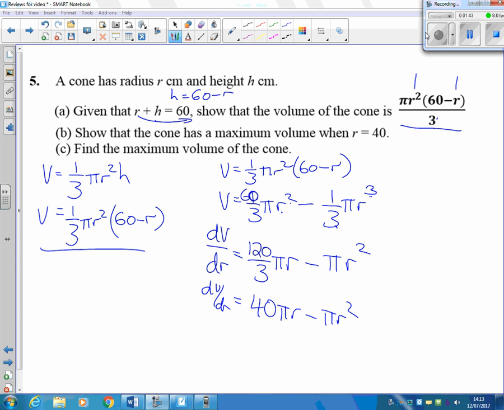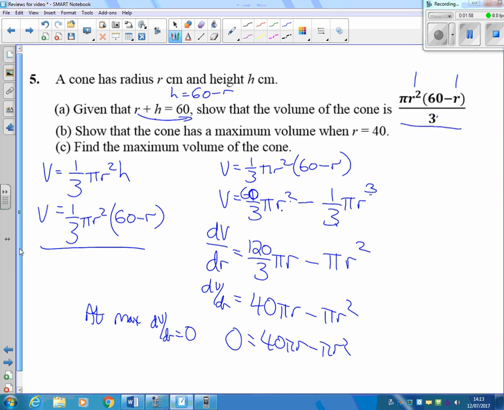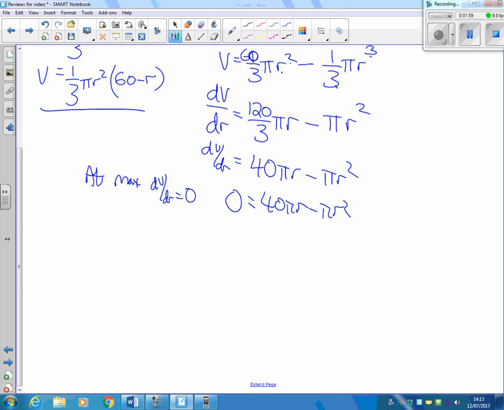We're asked to find out the maximum, so at the maximum, I'll write that again, at maximum dV by dr equals 0. So I've got 0 equals 40 pi r minus pi r squared. I'm going to factorise that. I can take out the pi and an r there. And that leaves me with 40 take away r there.